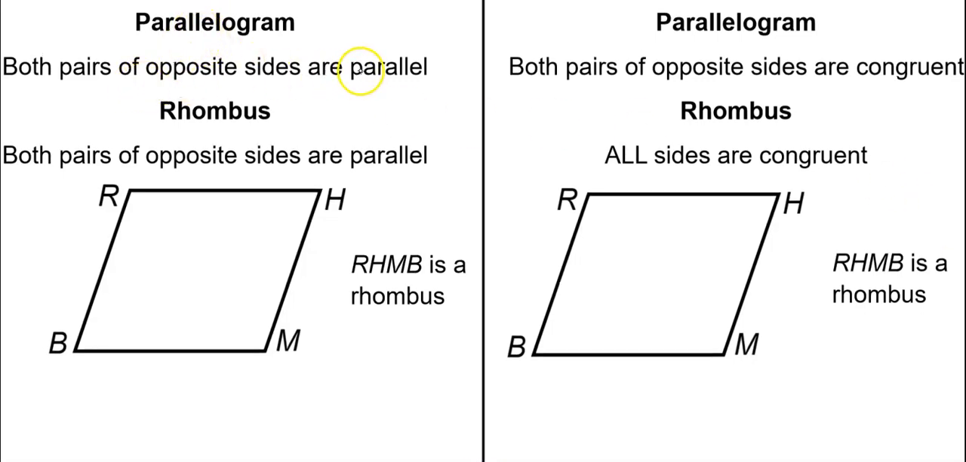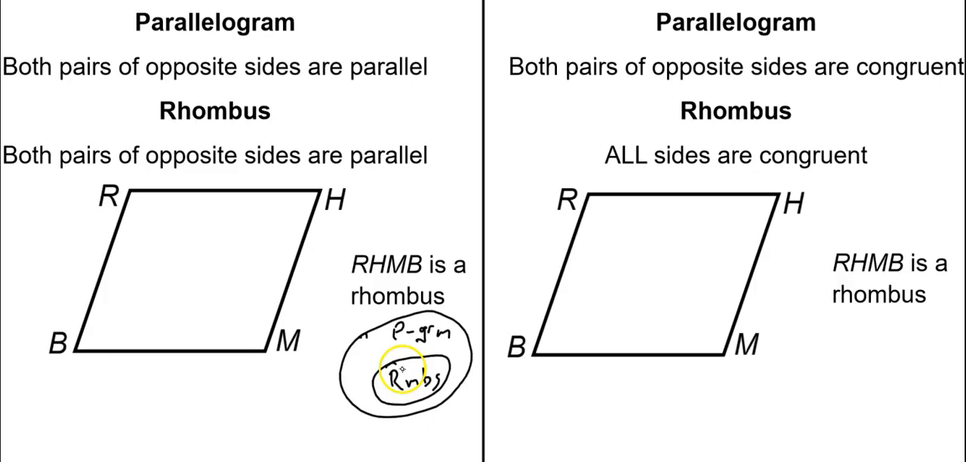What I mean by that, so in a parallelogram, both pairs of opposite sides are parallel. Well, a rhombus is a parallelogram. If you're looking at that like in a Venn diagram, we could do something like this, where here are all of my parallelograms, and inside of that is a rhombus. Every rhombus is a parallelogram, but not all parallelograms are a rhombus. And I'm going to give you a flow chart that's going to show that.